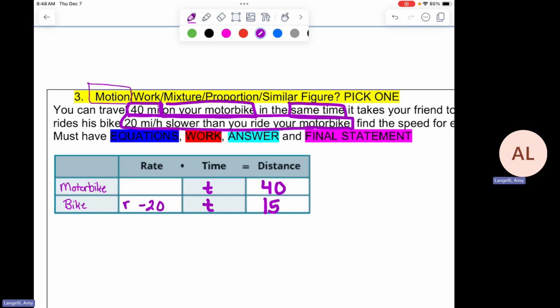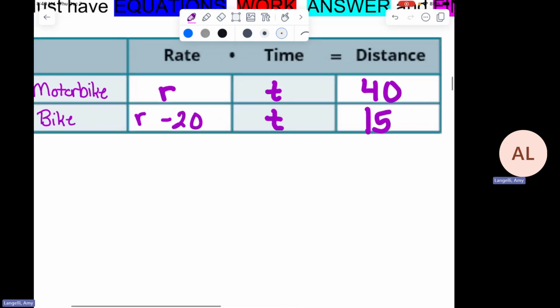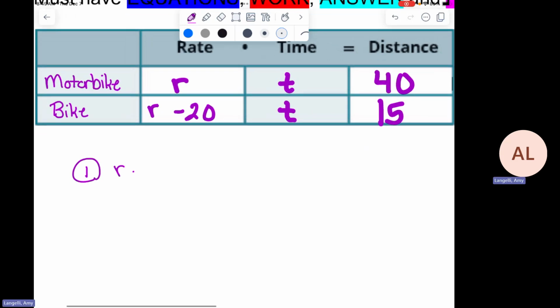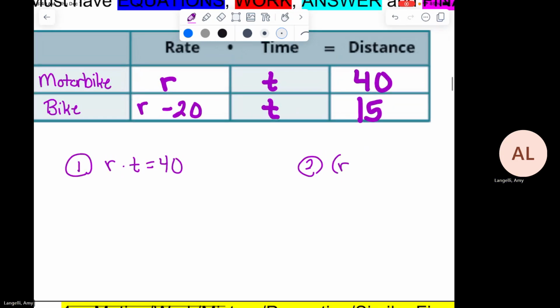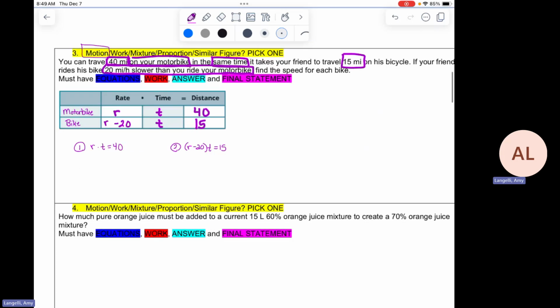No, just R. Good. I'll make the equations with you, and then we'll move on to the next one. Okay, please don't solve them yet. Let's just get them all set up. Can anybody make me an equation for the motorbike? Good. Can anybody make me an equation for the bike? Good. All right, I'm going to pause there because you can do your normal math there. If you don't know how, just watch the example. But let's do number 4.